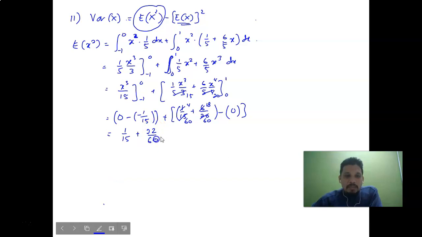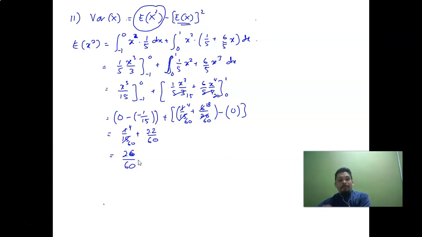22 divided by 60. So to equalize the denominator, 15 times 4 equal to 60. 1 times 4 equal to 4. So 22 plus 4 equal to 26 divided by 60. Okay, 26 divided by 60, divided by 2. Divided by 2 equal to 13, and 60 divided by 2 equal to 30.